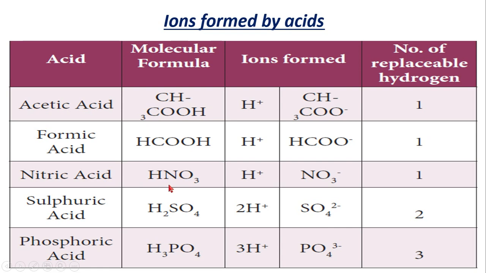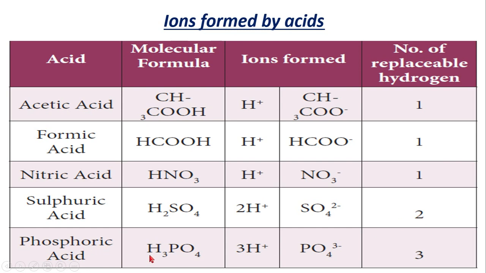Nitric acid, HNO3. H plus, NO3 minus. Here only one hydrogen can be replaceable. Sulfuric acid, H2SO4. Here H plus, 2 hydrogens, so 2H plus and SO4 2 minus. Sulfate has the valency 2, so 2 minus. Here 2H plus means the 2 hydrogen ions can be replaced.